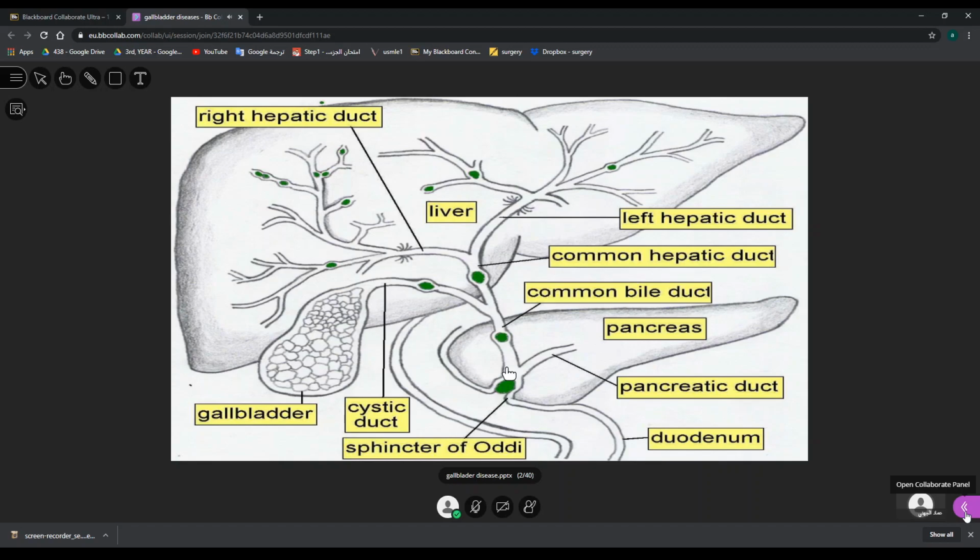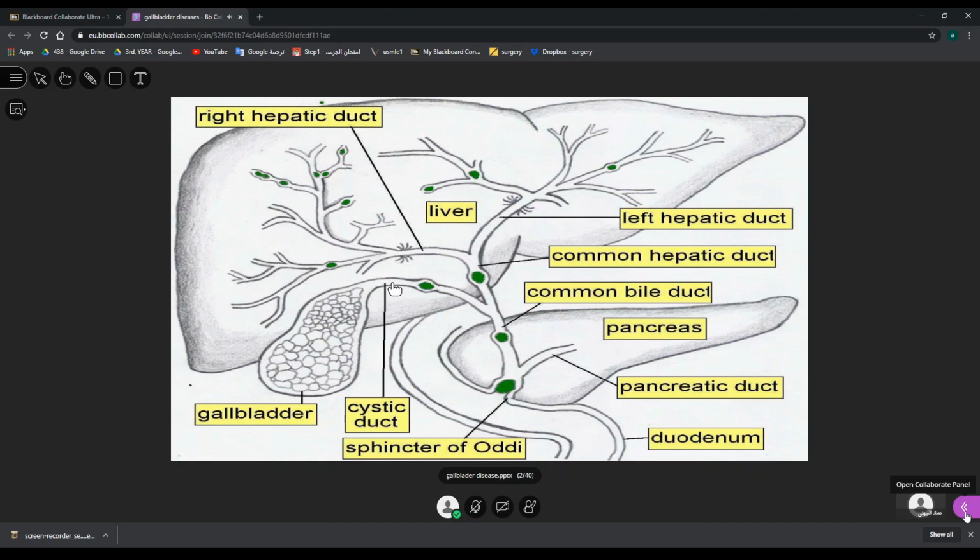A patient having gallstones, and the gallstone leads to inflammation, will have acute cholecystitis, but he will not come to you with jaundice. He will come to you with fever and right upper quadrant pain. Once he has jaundice, that means the gallstone moved from the gallbladder to the biliary tree. So this we call acute cholecystitis with what? With CBD stone.